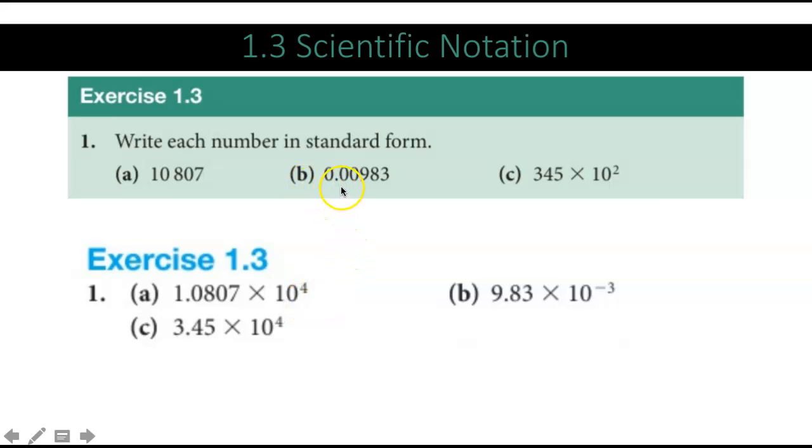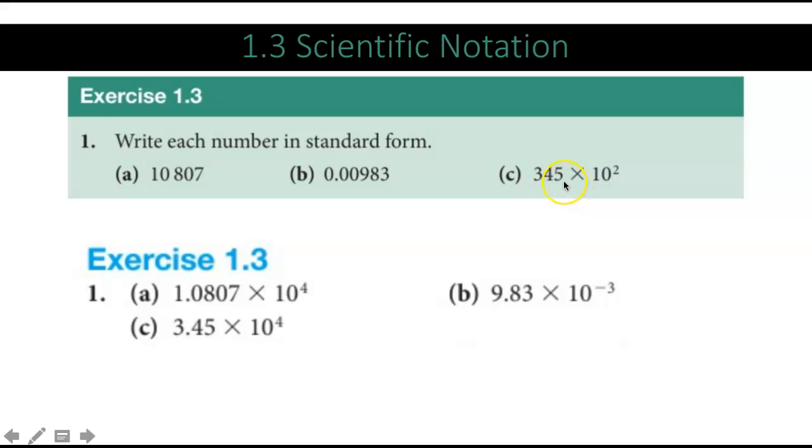And part B, look, here's my decimal point. Right in front of it, what do I have? A 0. I cannot have a 0 in front of the decimal point in order for this to be written correctly in scientific notation. So I have to take my decimal point and move it this time to the right-hand side. 1, 2, 3 times. So it becomes 9.83 times 10 to the negative 3rd power.